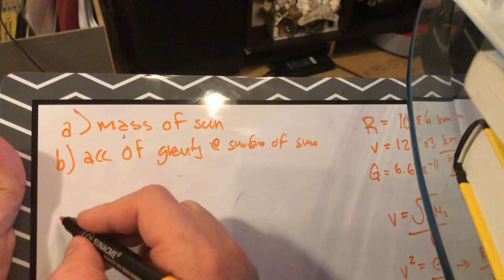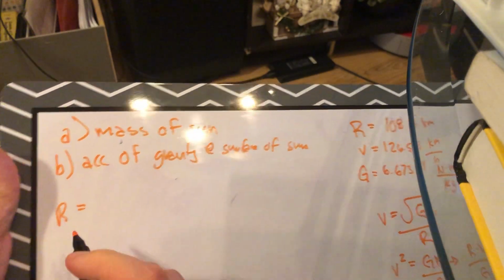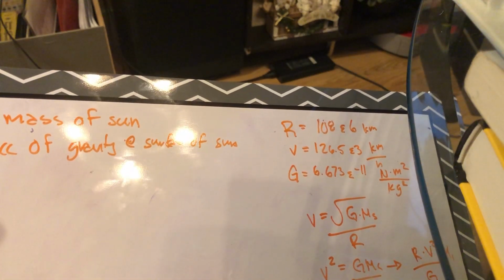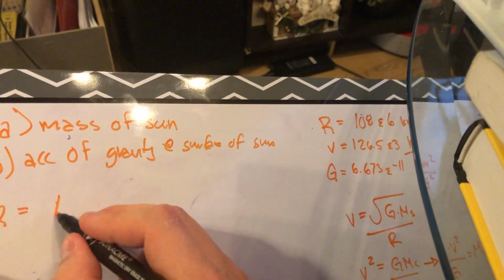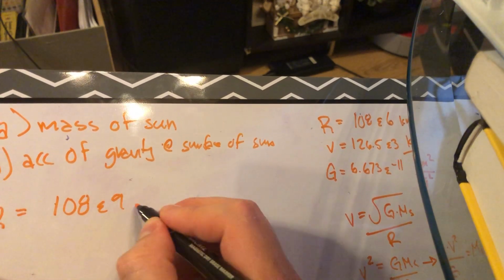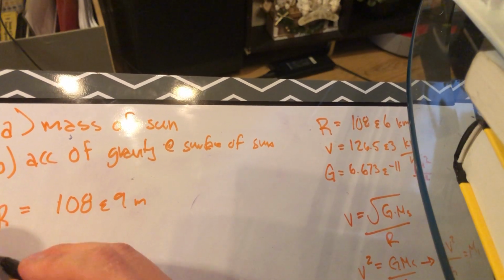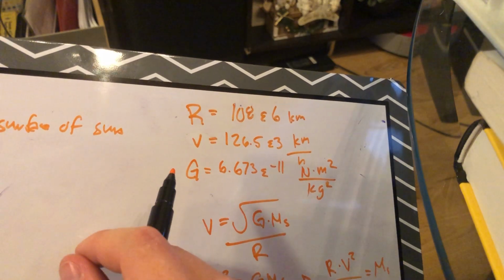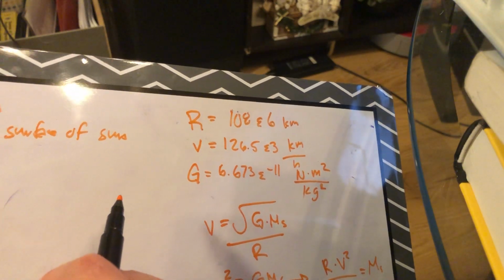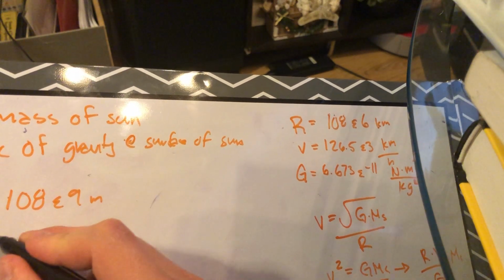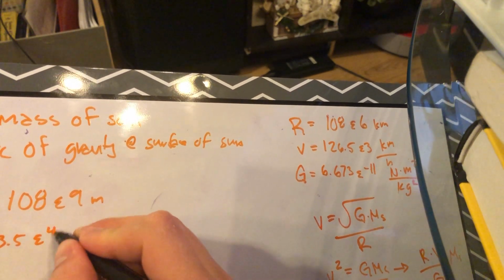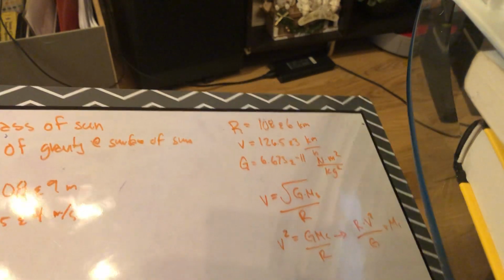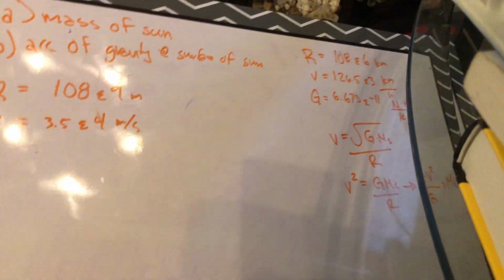Now we can make big R. We know it's 108 E 6 kilometers. Times it by 1,000 to get meters, so we're going to have 108 E 9 meters. For velocity, we're going to times by 1,000 to get meters, and divide by 3,600 seconds to get 3.5 E4. And E reflects times 10 to the whatever.